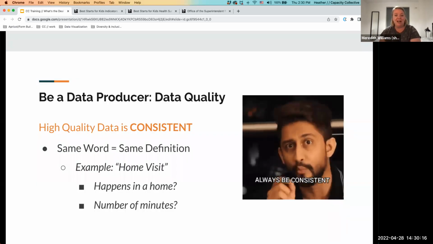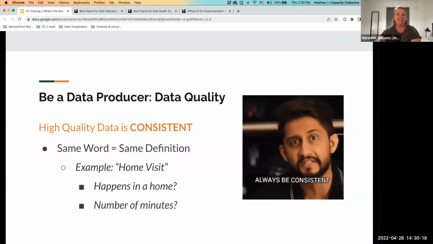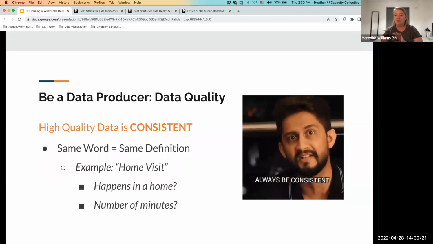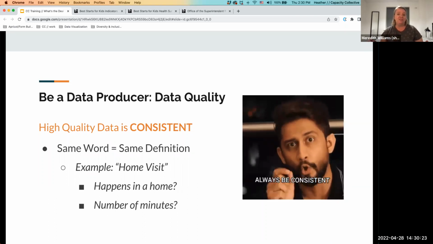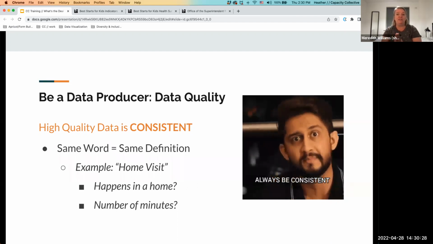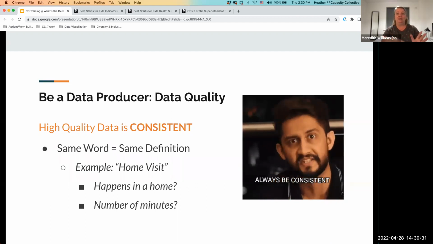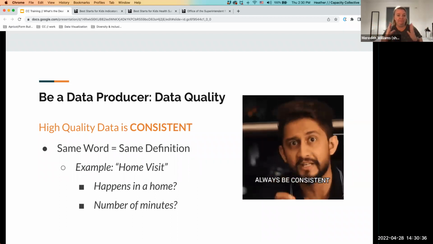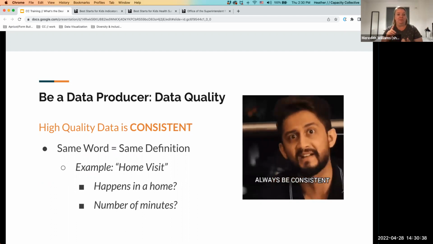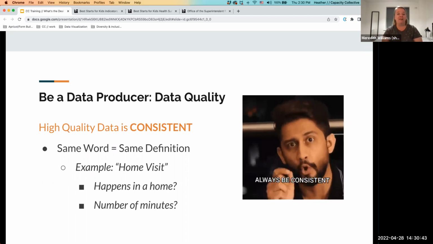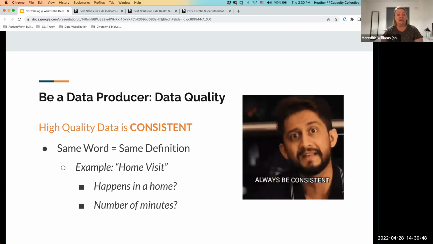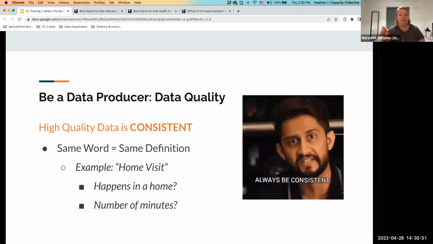So first, high quality data is consistent. And that means that no matter who enters the data, when they enter it, it means the same thing. The same word means the same thing. If you said it was a home visit and somebody else said it was a contact, who is right? You should decide as a program, what is a home visit? Is it because it happens in a home or is it because it's a particular number of minutes, right? Define those things so you can all be as consistent as possible. So later when you see the data, if you see that it was a home visit, you know what that means.